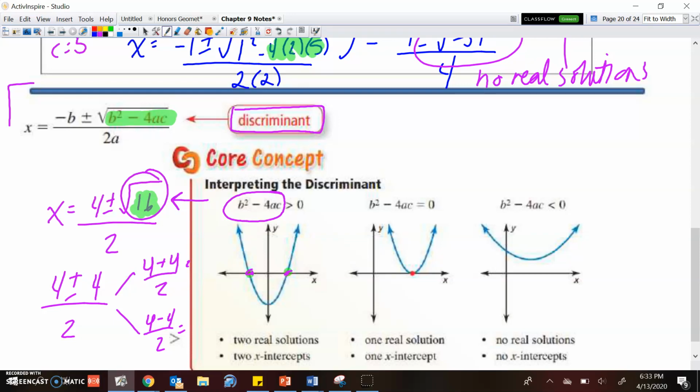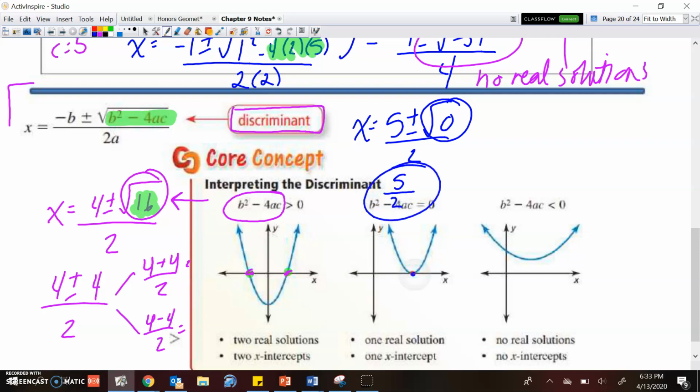Okay? All right, next scenario. Let's say you work it all the way through and you get x equals 5 plus or minus the square root of 0 over 2. Again, totally making it up. Well, the square root of 0 is 0, so when you simplify that, you just get 5 plus or minus 0. Well, 5 plus 0 and 5 minus 0 are the same thing, so you only have one answer. That means your graph just hits the x-axis at one point. So if this value underneath the radical sign, the discriminant, equals 0, we only have one solution. Now, we don't know what that one real solution is, but we know we have one.